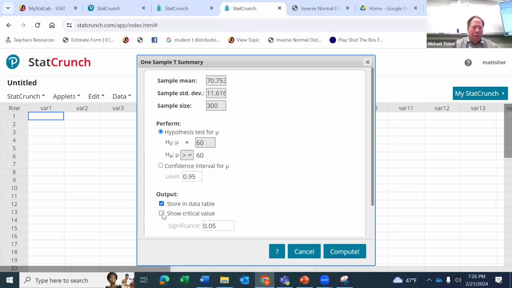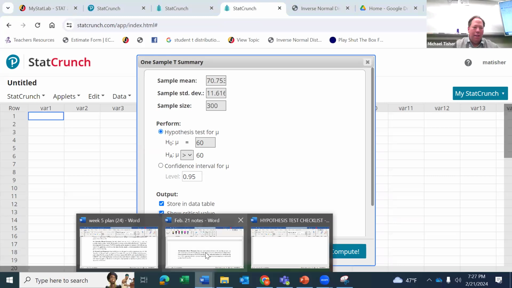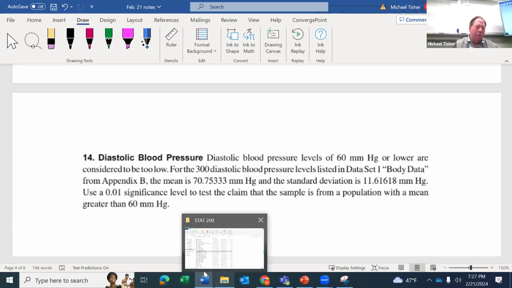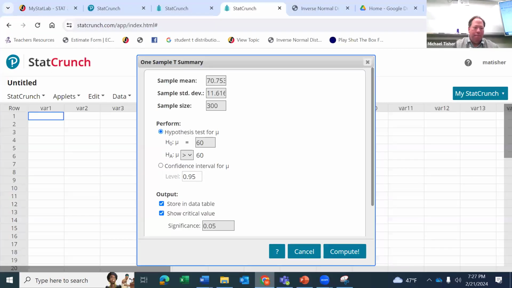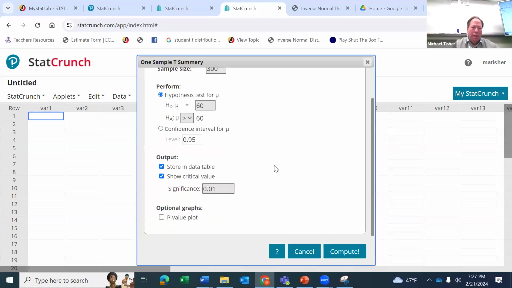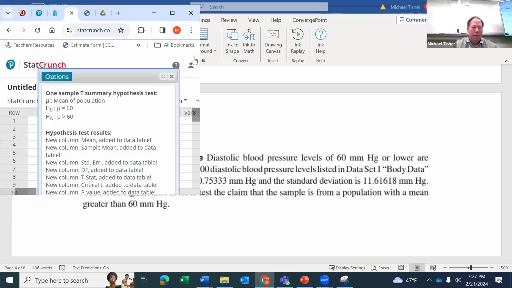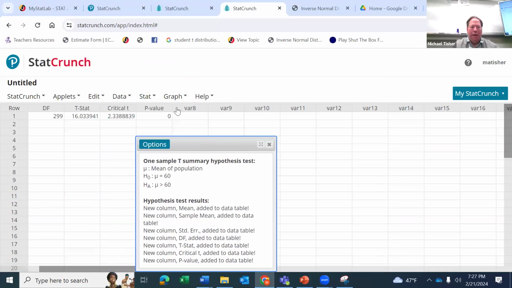And then we can check store in data table, and check show critical values. And what's our significance level in this case? Yes, 0.01. So this time we want to be abnormal just 1% of the time. So everybody choose 0.01. And click compute. And our p-value is indeed 0, okay? All right, so we'll put 0.